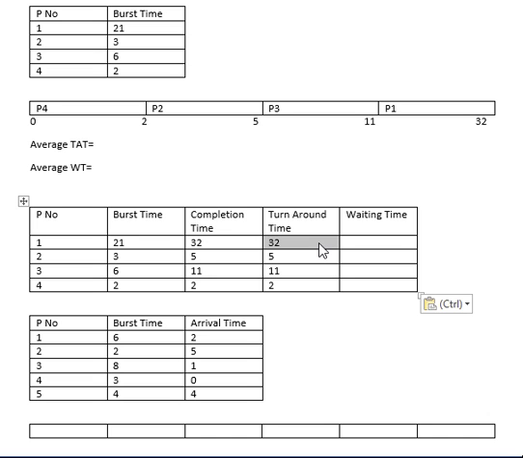Okay, and waiting time here will be this turnaround time minus the burst time. So 32 minus 21 is 11, 5 minus 3 is 2, 11 minus 6 is 5, and 2 minus 2 is 0, right? So the average turnaround time we are getting here is approximately 12.5, and waiting time is 4.5. Kindly cross check the answers in case I made any mistakes here.